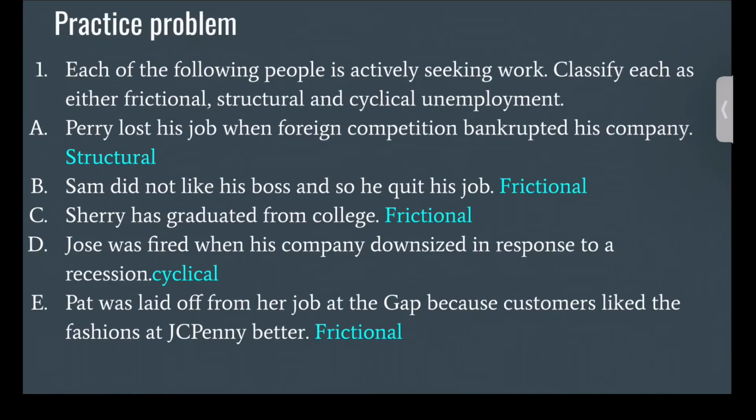Practice problem. Each of the following people is actively seeking work. Classify each as either frictional, structural, or cyclical unemployment. Perry lost his job when foreign competition bankrupted his company. It is structural. Sam did not like his boss and so he quit his job. It is frictional. Sherry has graduated from college and is looking for a job. It is frictional. Jose was fired when his company downsized in response to a recession. It is cyclical. Pat was laid off from her job at the Gap because customers liked the fashions at JCPenney better. Frictional.